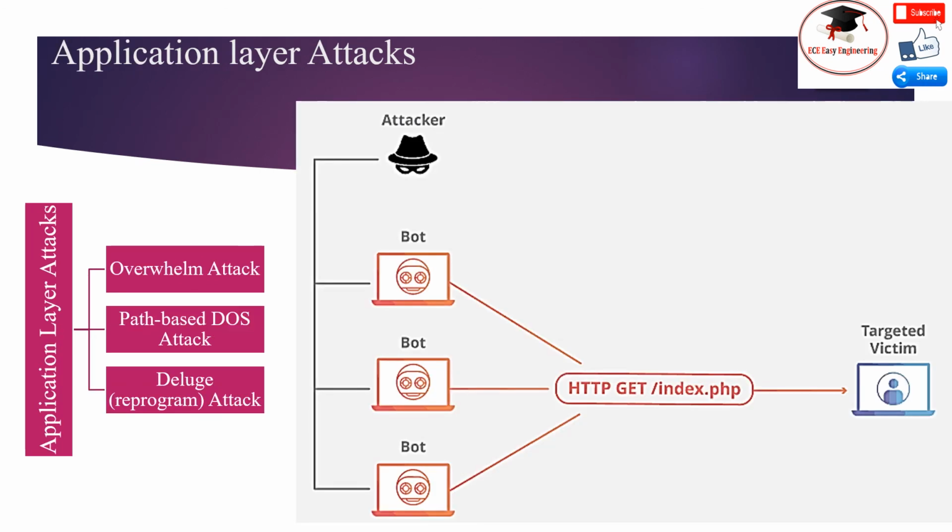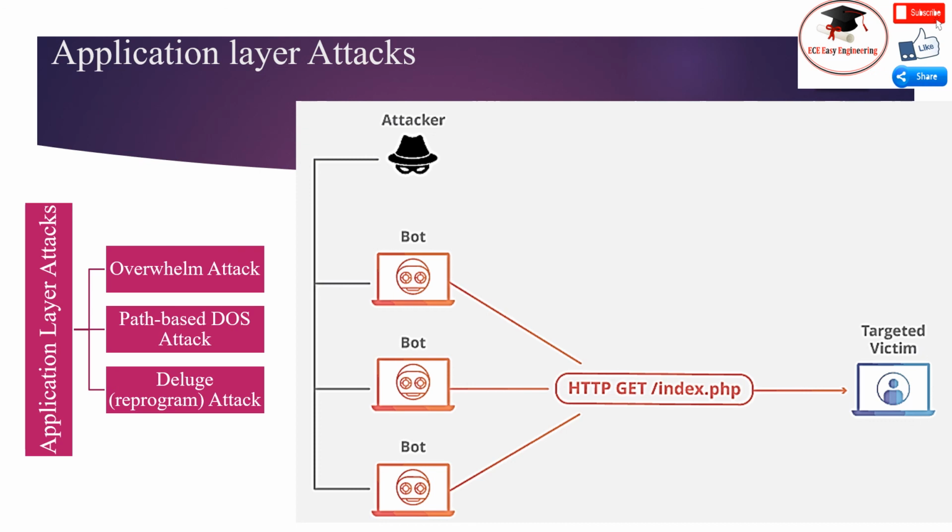Application layer attacks, which include overwhelm attack, path-based DoS attack, deluge, and reprogram attack. Overwhelm attack. An attacker might attempt to overwhelm network nodes with sensor stimuli, causing the network to forward large volumes of traffic to a base station. This attack consumes network bandwidth and drains node energy. Path-based DoS attack. It involves injecting spurious or replayed packets into the network at a leaf node.